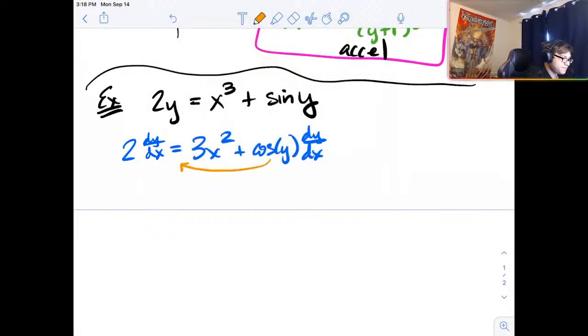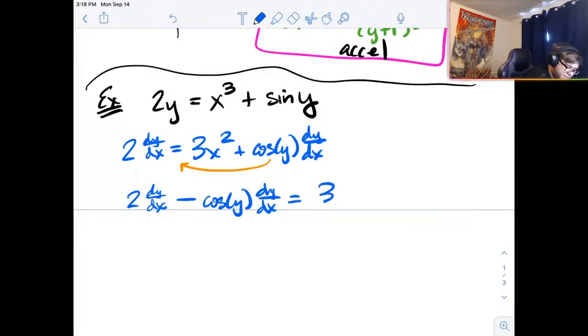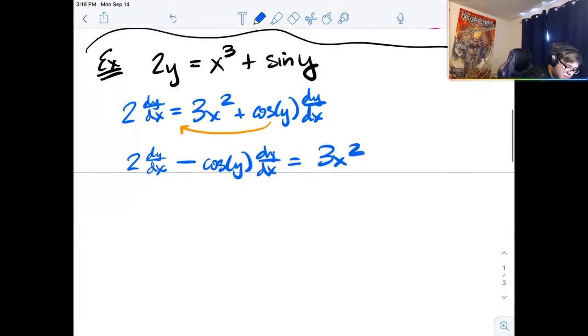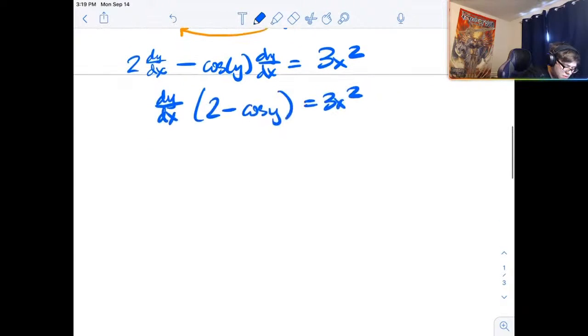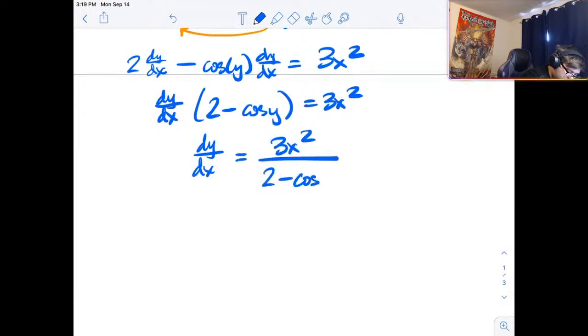Now to organize the equation, I'm going to move this cosine y term over to the other side. So I have 2 dy/dx minus cosine of y times dy/dx is equal to 3x squared. In the next move, we get to factor out the dy/dx as a common term, leaving us with this. And then, of course, dy/dx multiplied by a bunch of stuff. We get to divide that stuff on both sides. And so I believe our final answer for the first derivative would be that expression right there.